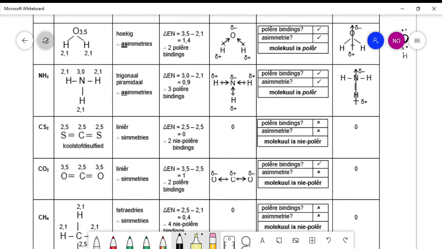Now I'm going on to this one. If you draw the Lewis structure for NH3, it's always worth drawing the Lewis structure. It looks like that. Do you agree? Immediately you see that it has a lone pair. Okay? That means 3 bonding pairs and 1 lone pair, which you have to know means that it will form a trigonal pyramidal shape.